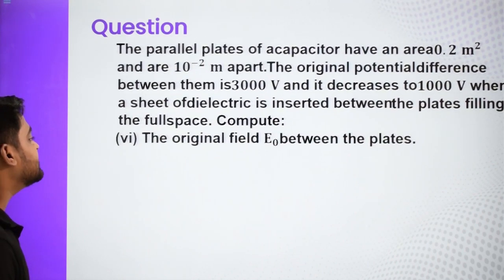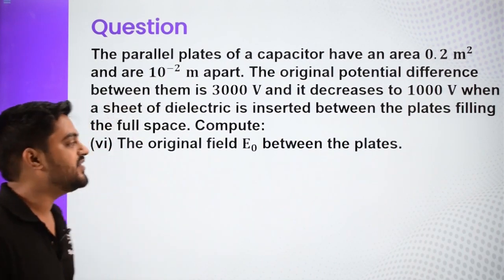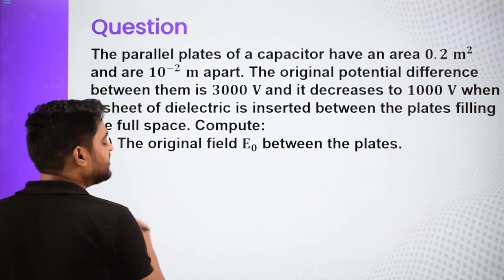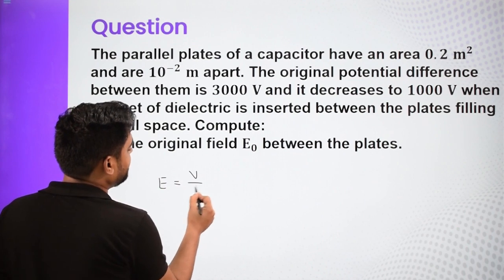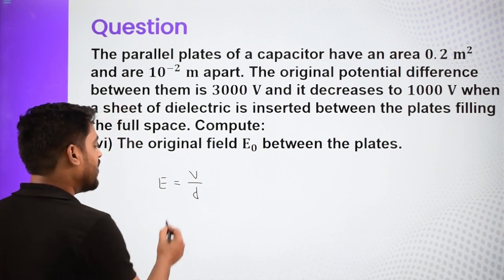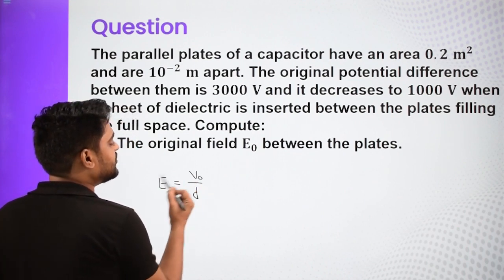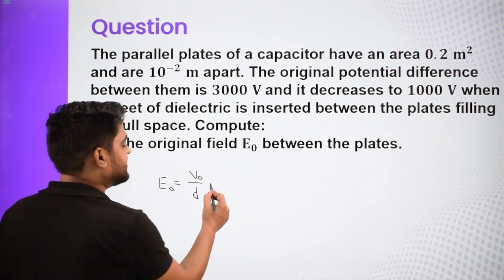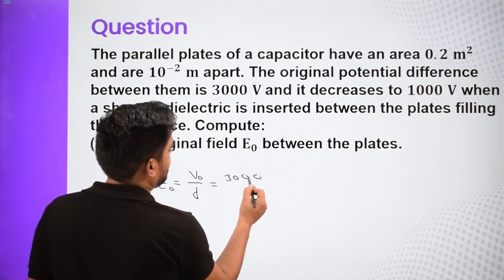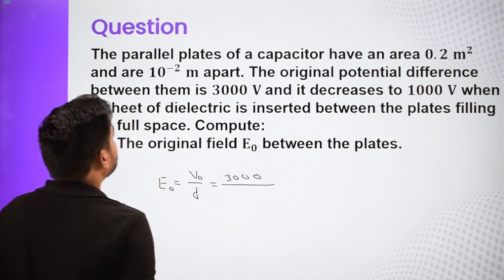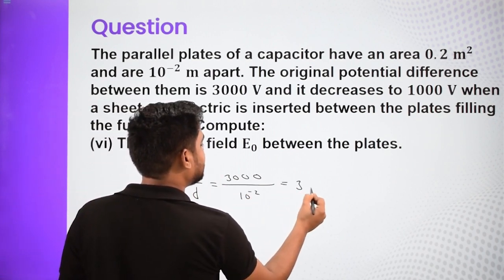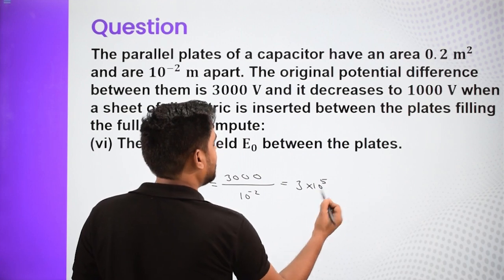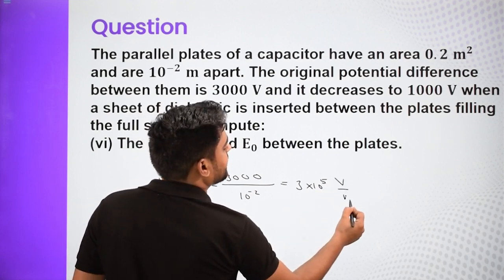And now next is the original field E naught between the plates. So if we talk about the electric field, how do we write electric field? Electric field is potential difference divided by the distance. Now if I want to get the original electric field, I should use the original potential difference. So this was 3000 volt and this was 10 raised to power minus 2 meter. And eventually that gives me 3 into 10 raised to power 5 volt per meter.